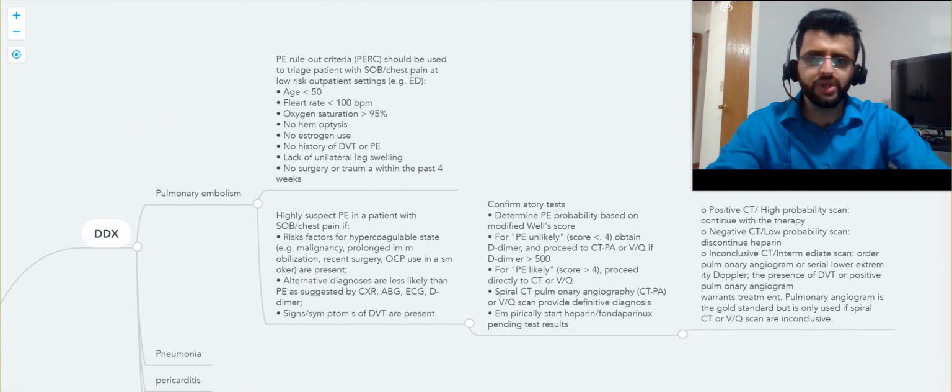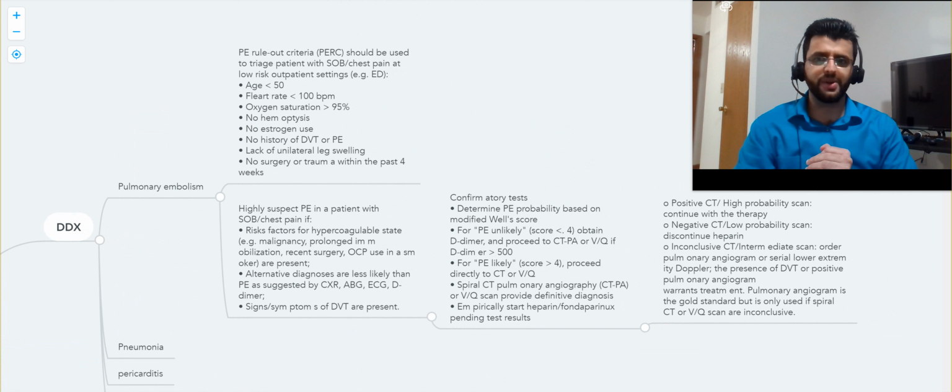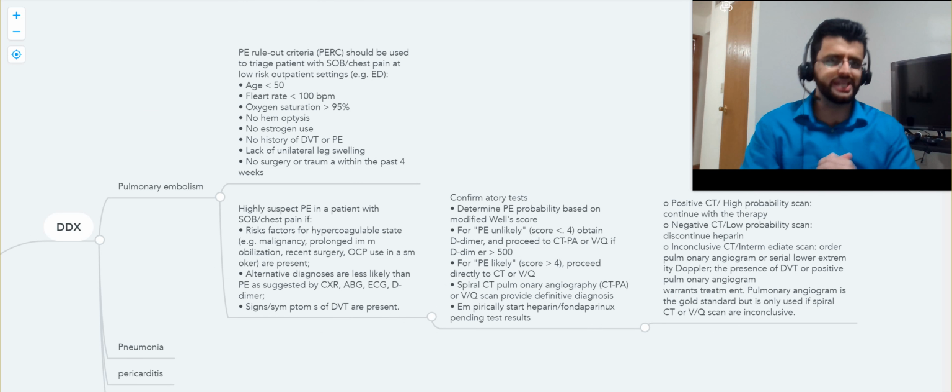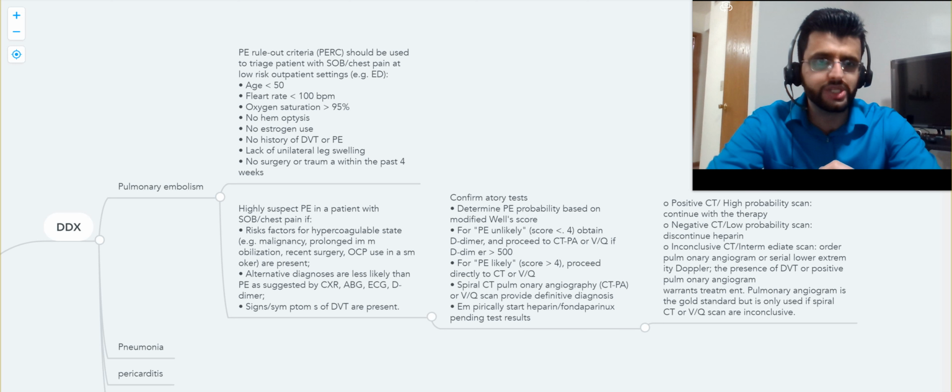Okay, so there is the pulmonary embolism rule out criteria. This is for every patient with shortness of breath or chest pain at low risk in an outpatient setting. So what are these ruling out criteria? Do you know?